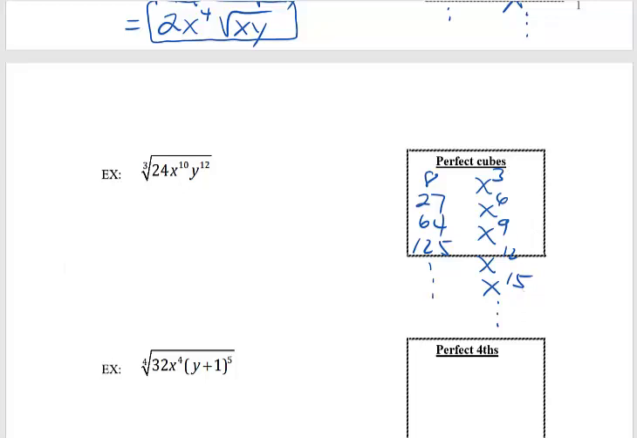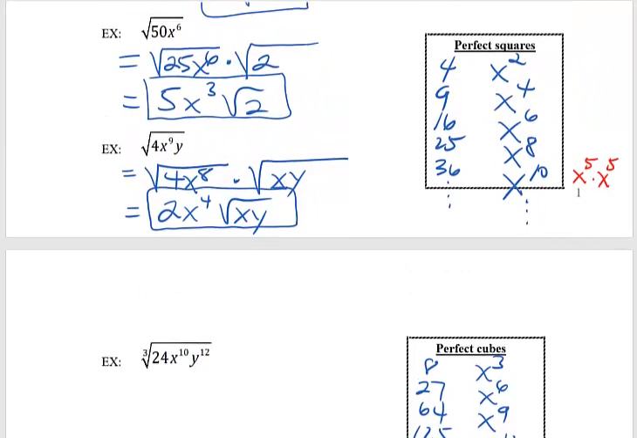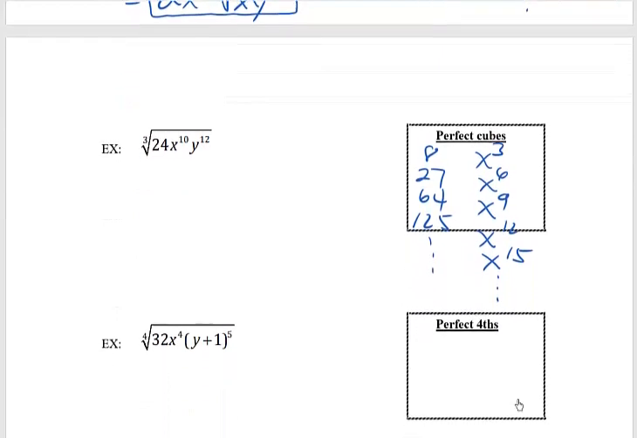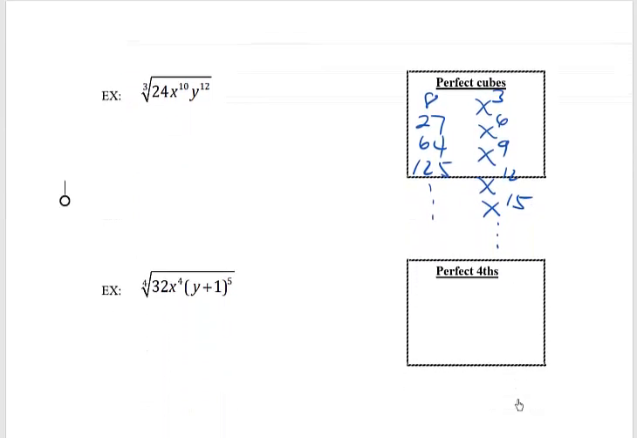These patterns with the x's are so easy to learn. Perfect squares, they count by twos. Perfect cubes, they count by threes. I'm sure you can guess already what's going to happen with the perfect fourths. Okay, now that my list is set up, I ought to be able to work the problem pretty quickly.